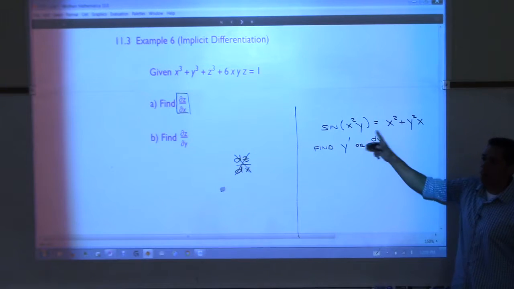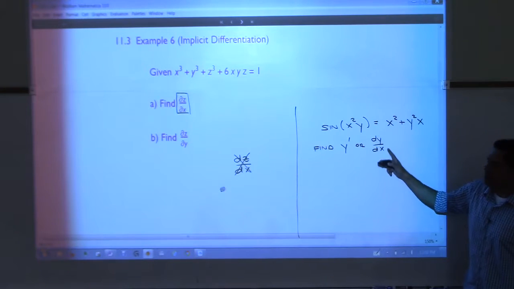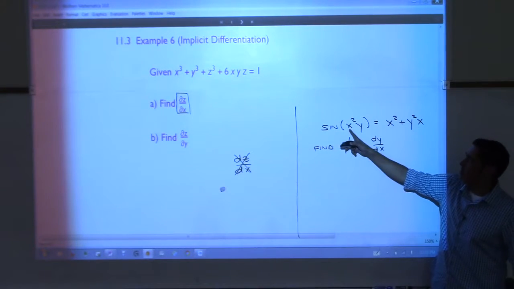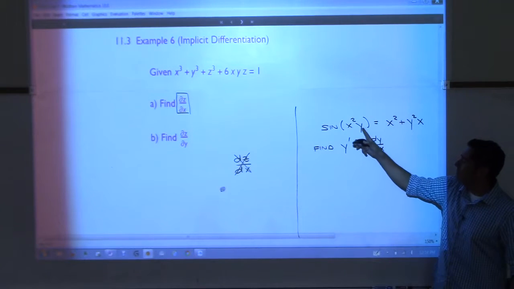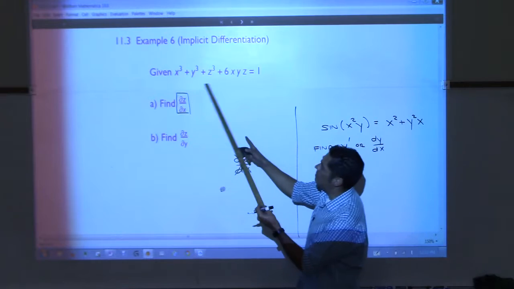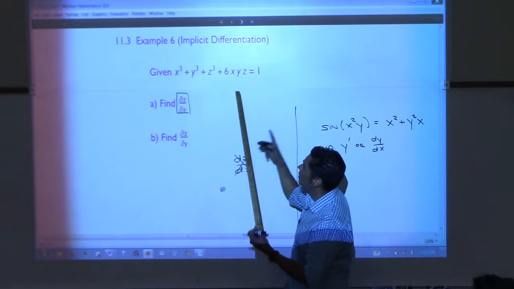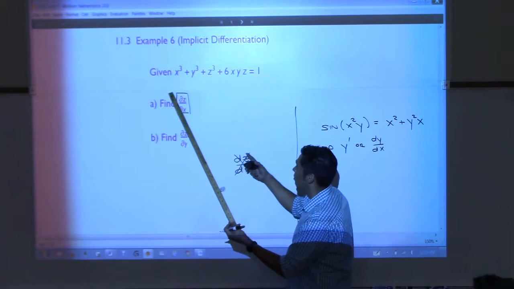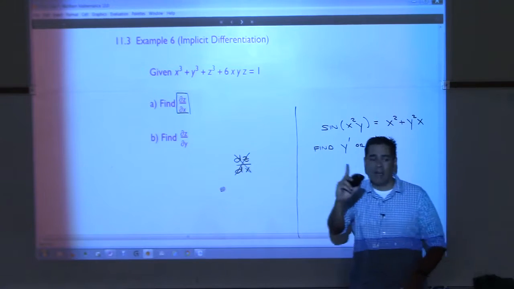See, we didn't have that over here. We never treated any of these variables like constants, did we? We treated x like, okay, derivative of x squared is 2x. But when we got to y, we said y prime. Here, when we get to z, we say z prime. When we get to x, we say regular old derivative. When we get to y, we say y is being held constant.